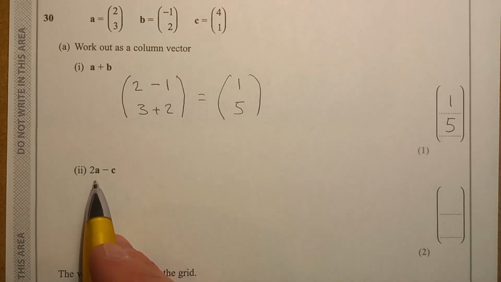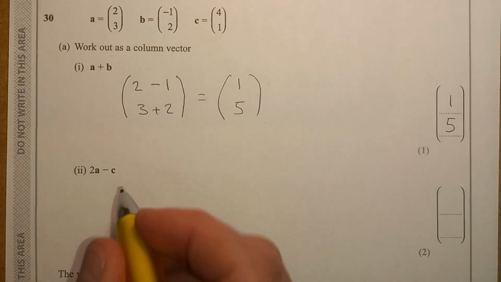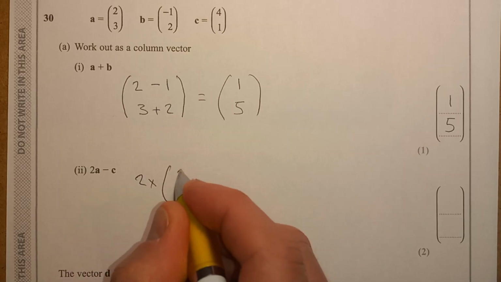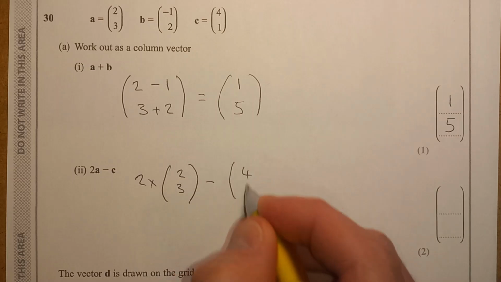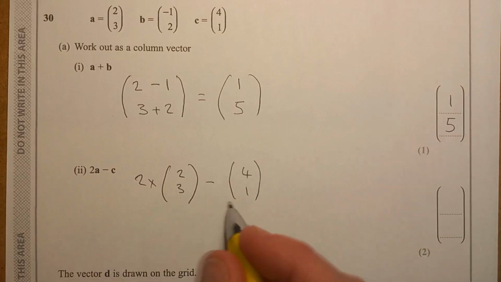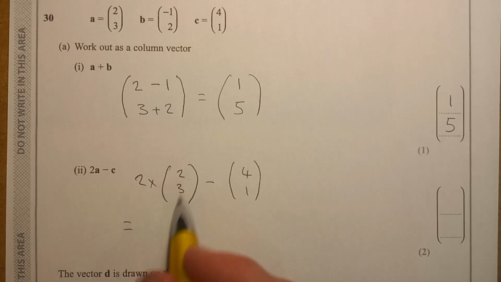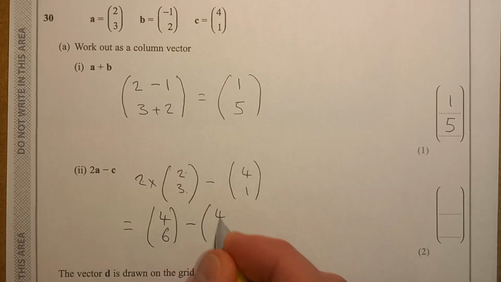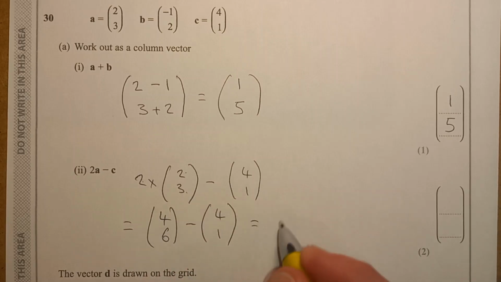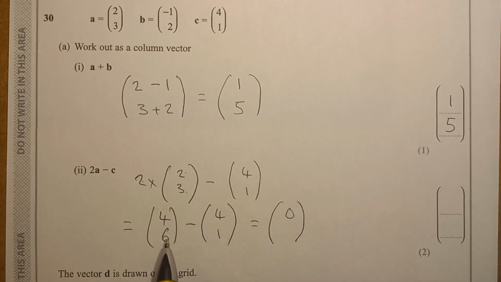And for part 2 here we've got 2a minus c. So we want 2 times (2, 3), and then we're going to subtract c, which is (4, 1). So let's do this one step at a time. When you multiply by a vector, you multiply the top. So 2 times 2 is 4. And the bottom, 2 times 3 is 6. And then we're going to be subtracting this vector here. So 4 minus 4 is 0. I'm doing this all without a calculator. You can use it if you want to. 6 minus 1 is 5.